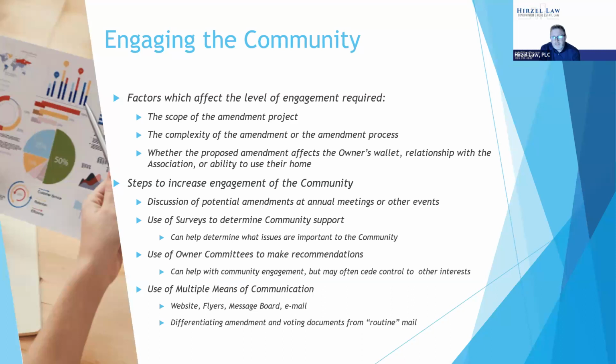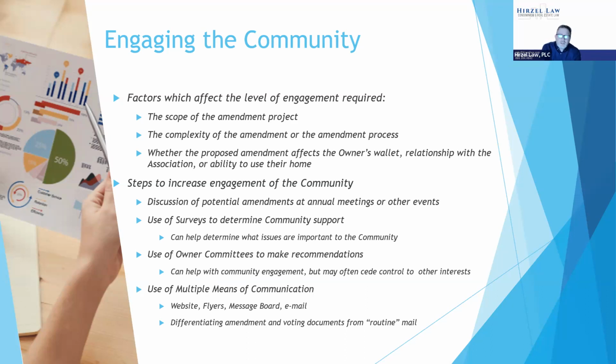Certain factors which could affect the level of engagement required are the scope of the amendment project, how much is being changed. Are you simply reducing your directors from 5 to 3 or increasing it from 5 to 7? Or are you doing a complete rewrite of your entire documents? And then what impact is the proposed amendment having on the owners? The owner's wallet, the relationship with the association, or the ability to use their home. The more a proposed amendment affects the owner's wallet, relationship with the association, or their ability to use their home, then the more in tune to the feeling of the community you're going to need to be, and the higher the level of engagement you're going to have with the community.